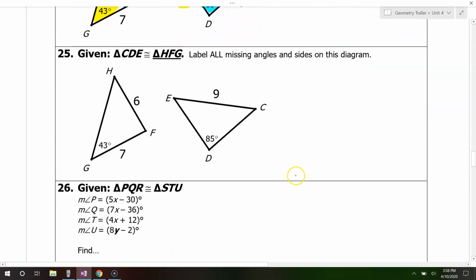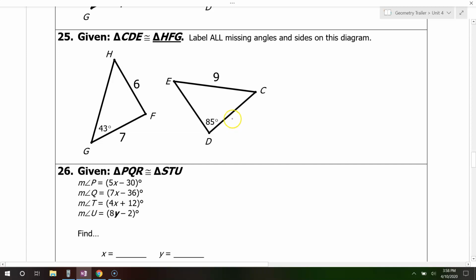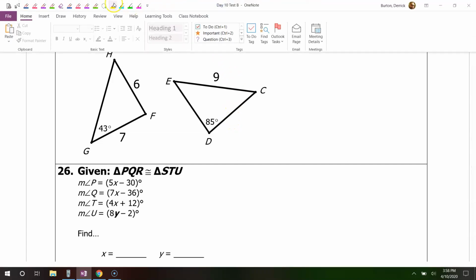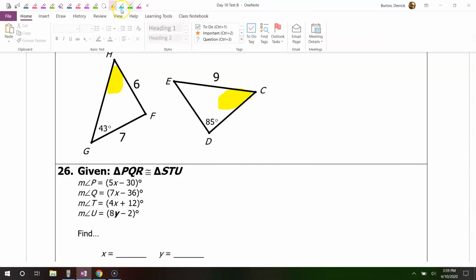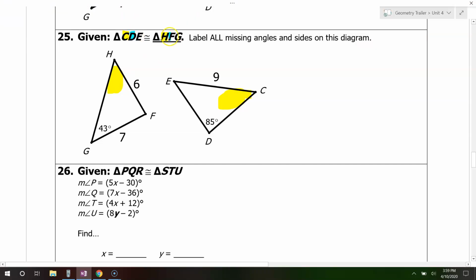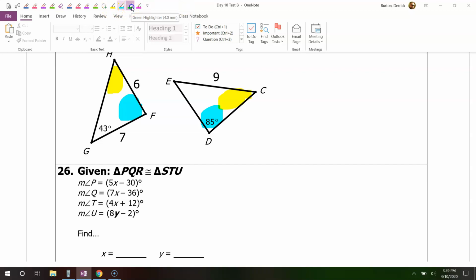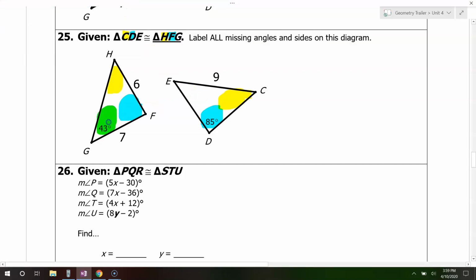So we're going to do the same thing on problem number 25, but I'm going to do it even faster this time. All right, so we've got angle C corresponding with angle H. So here's angle C, and here's angle H. And then we have angle D corresponding with angle F. So D and F. All right, I think I'm going to use an actual color this time. So that leaves E and E.